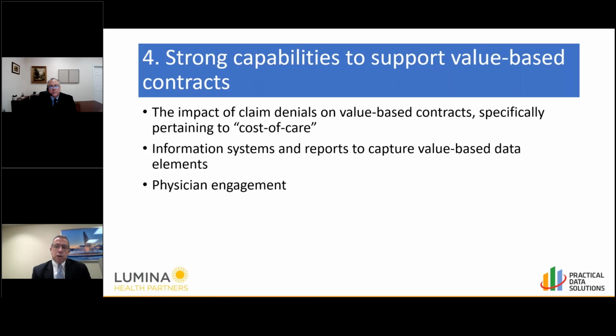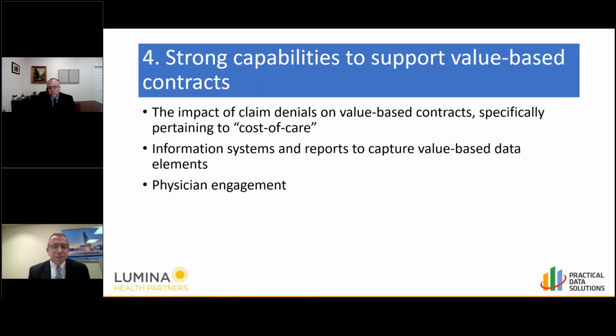And it does affect your cost of care target. It does affect your ability to generate your savings. Information systems sometimes are really challenged in being able to provide that right level of information. And the biggest thing that we see is it's not that the data is not there, it's that they haven't turned the data into usable information.